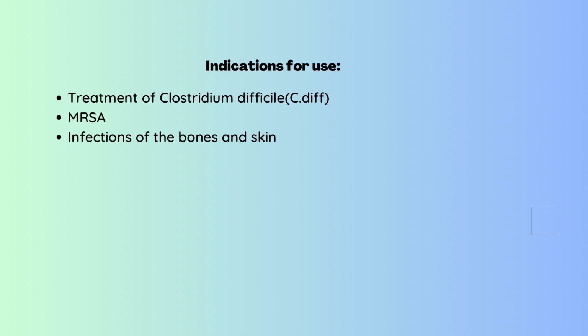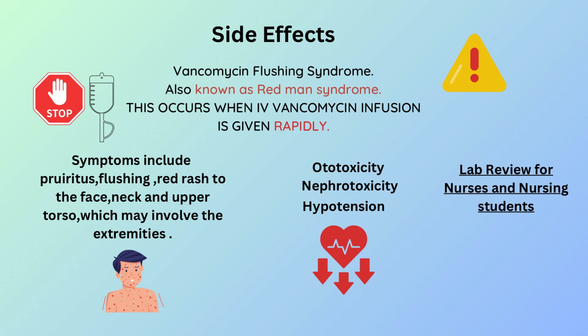Note, it is very important to know that oral vancomycin is only effective to treat C.Diff as it has low systemic absorption. The side effects of vancomycin is the vancomycin flushing syndrome, also known as red man syndrome. This occurs when IV vancomycin infusion is given rapidly. You should stop the infusion immediately. Symptoms include pruritus, flushing, red rash to the face, neck, and upper torso, which may involve the extremities.